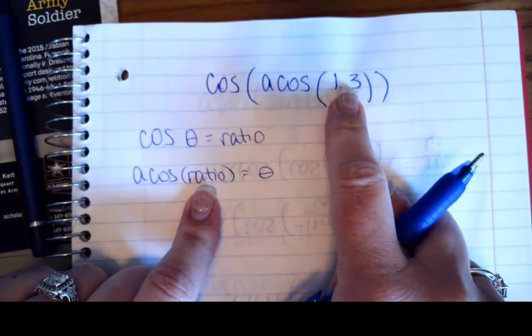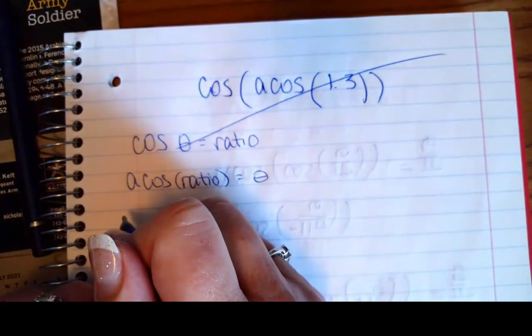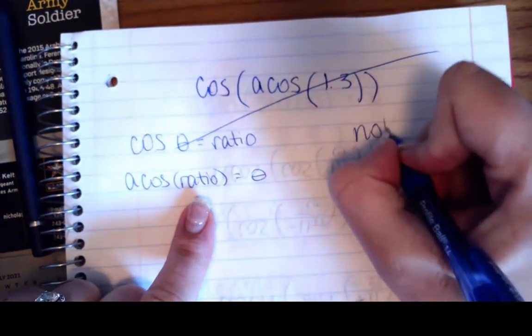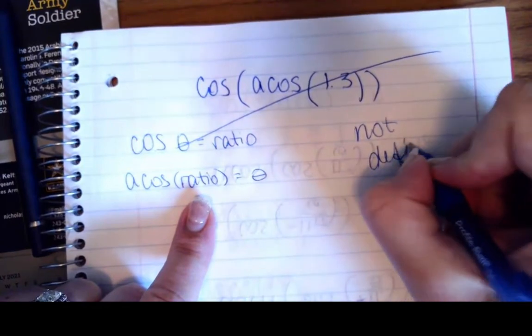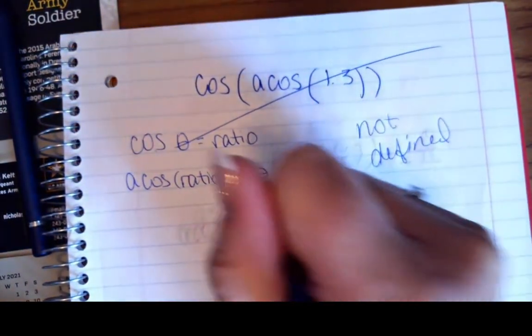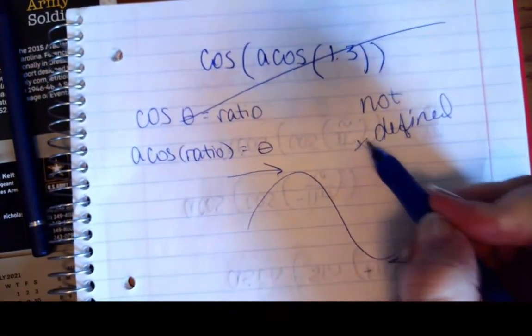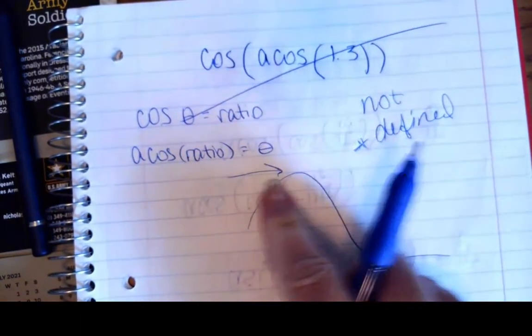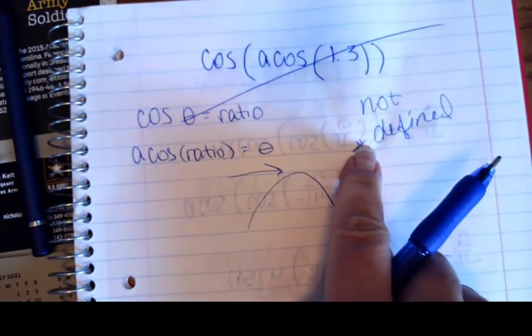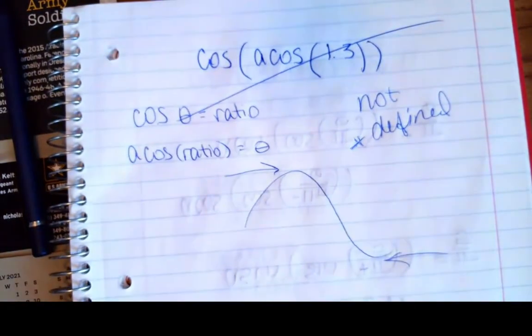Well, what's the biggest that cosine can be? The biggest that cosine can be is 1. This is more than 1, so there's no way to make this work. This is not defined, because it gave you a ratio bigger than 1, and your cosine curve goes up to 1 and down to -1. So it's asking what angle measure will give you a ratio bigger than 1. There's not one unless I start stretching and compressing, and I'm not going to do that because that's not what my instructions are.